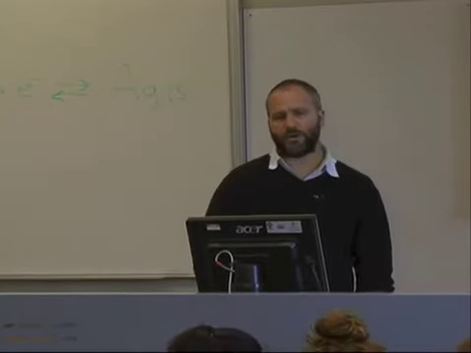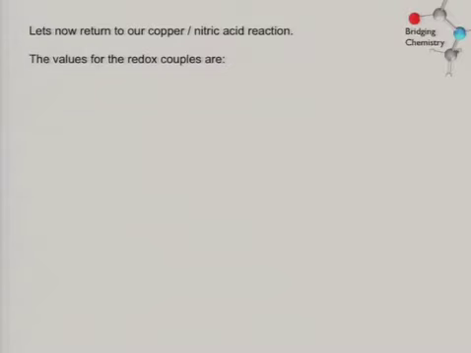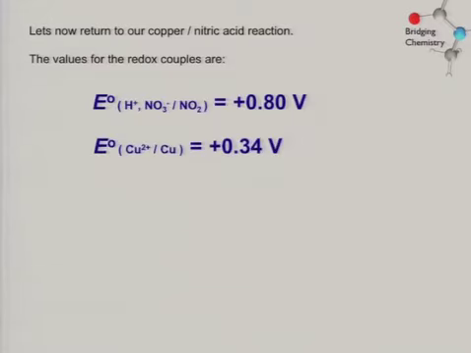So let's go back now to our copper and nitric acid reaction. Here are the numbers, right, which you can look up in a book. So E standard for H plus and NO3 going to NO2 for that redox couple is plus 0.80 volts. And then if you look up the one for the copper, E standard for copper 2 plus copper, that is plus 0.34 volts.